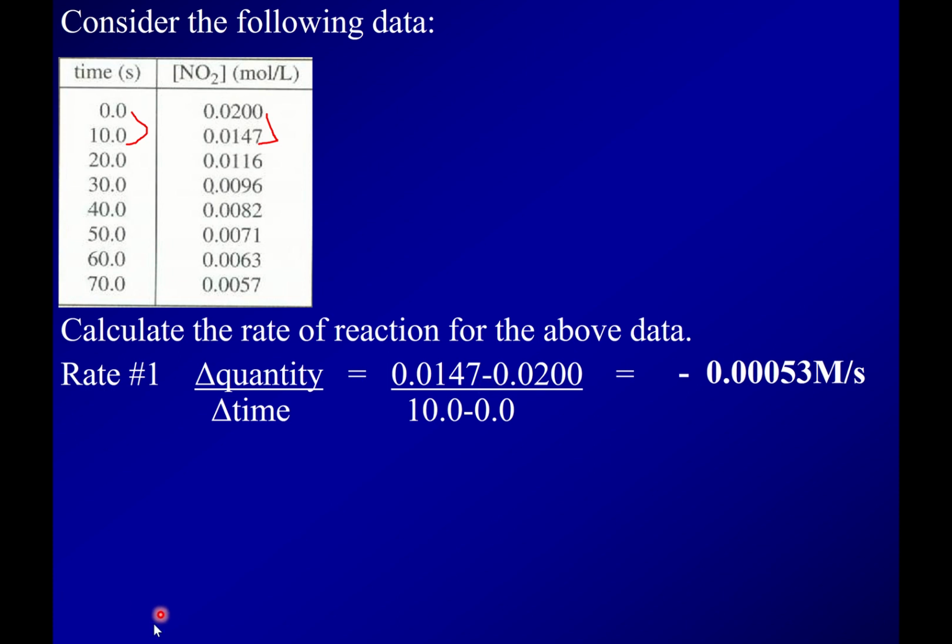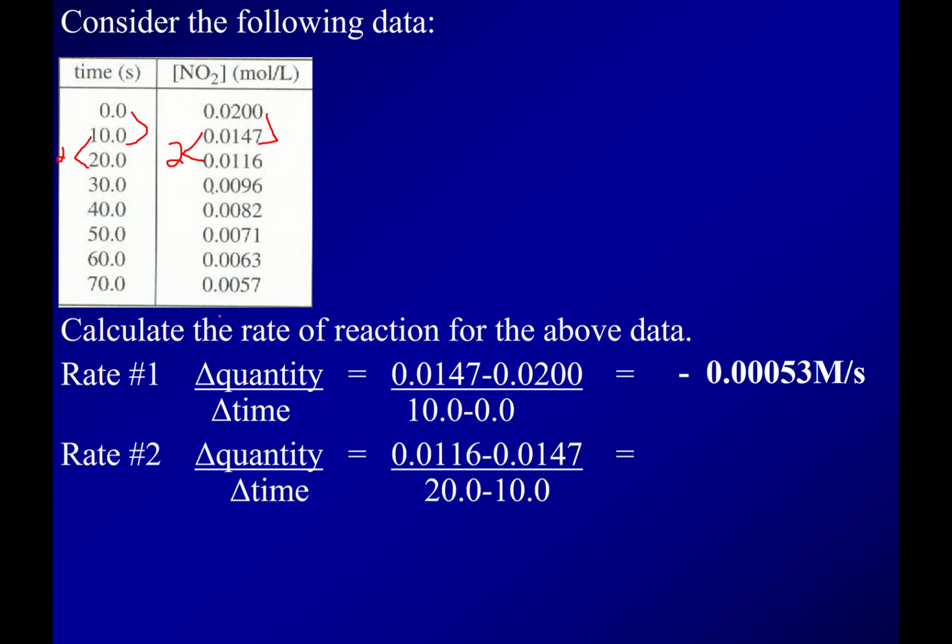All right, so let's go ahead and calculate the second rate. The second rate is going to be for these two right here. I'll do it over on the side here. So we're going to go 0.0166 minus 0.0147. Again, that's going to give us a negative. And then we're going to go 20 minus 10, which obviously gives us 10. So there's our rate for the second interval. You notice our rate has changed. This is like an instantaneous rate of reaction.